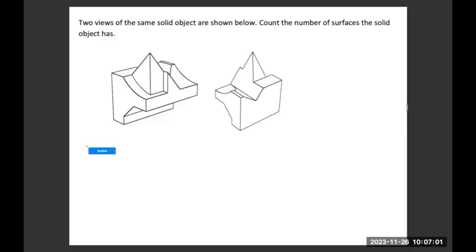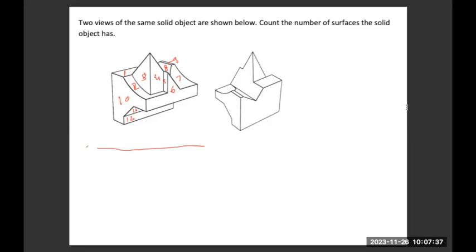So we just count the surfaces which are there in the left side view first. 1, 2, 3, 4, 5, 6, 7, 8, 9, 10, 11, 12. Okay, these are visible surfaces.